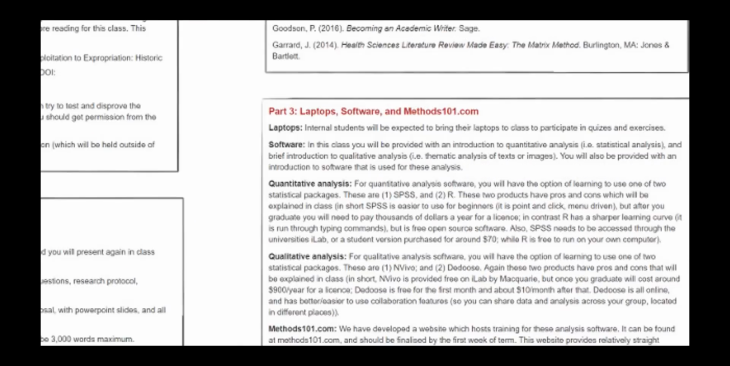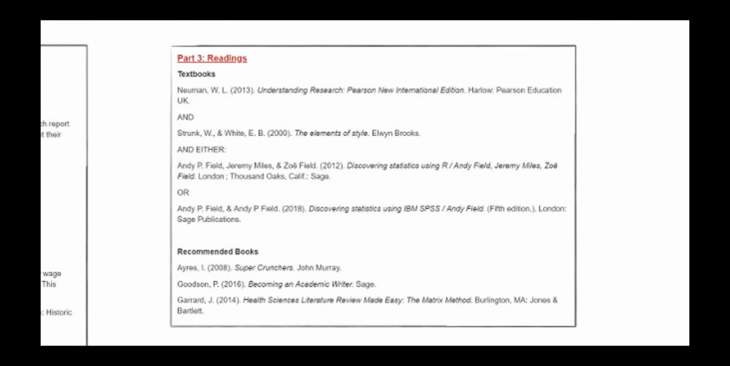Okay, nearly done. The readings. So these are the understanding research books. Any edition of it will probably do. I don't think the very brand new 3rd edition has a very weird electronic format. I don't know exactly what that's like, so try to get the 2nd or 1st edition. They're basically the same thing.